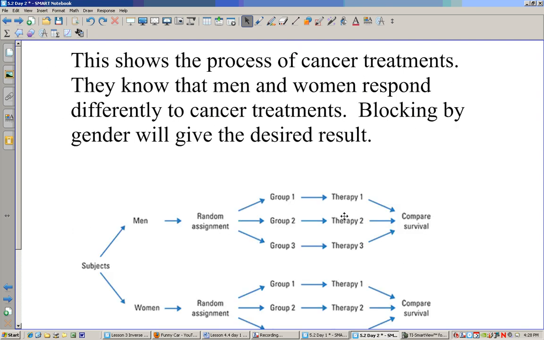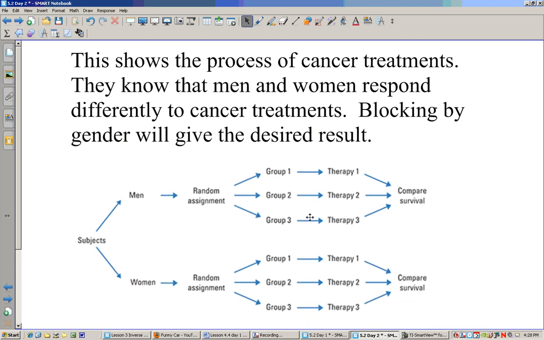This shows the process of cancer treatments. They know that men and women respond differently to cancer treatments, so blocking by gender will give the desired response. So you take the subjects and divide them into men and women, and then we do a random assignment into their groups. Group 1 takes therapy 1, group 2 therapy 2, and group 3 therapy 3, and then we compare their survival rates.